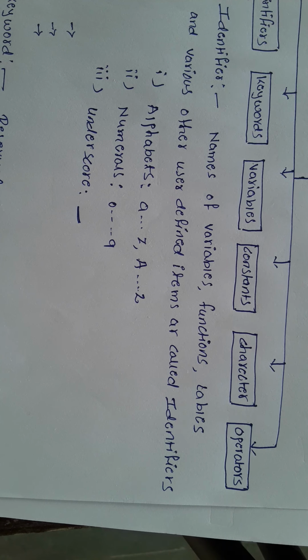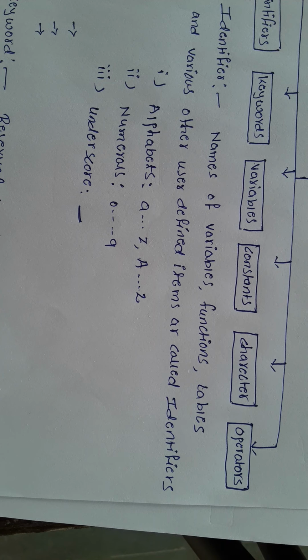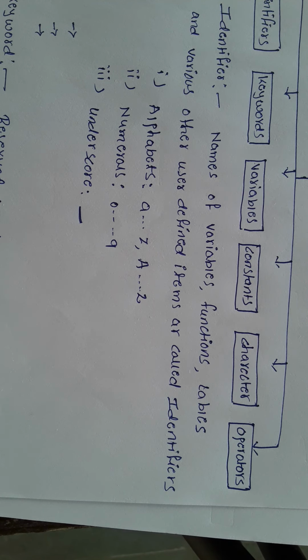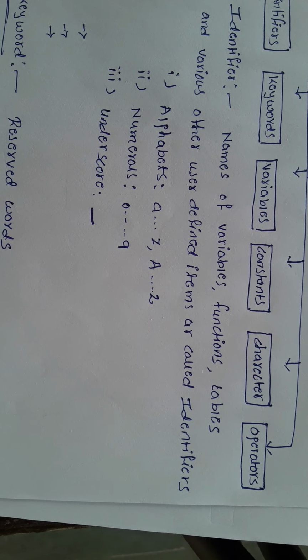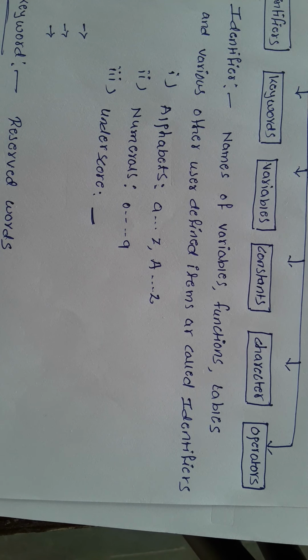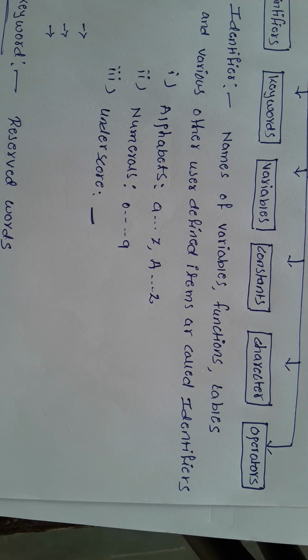The next, third, variables. These are tokens defined by the user and used in a program. Variables: generally a memory storage location is called a variable. Simply, memory storage location is called a variable.